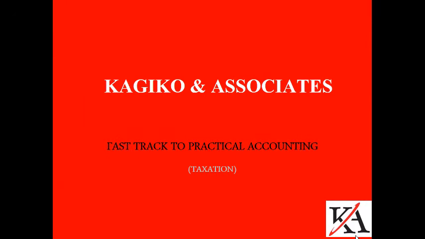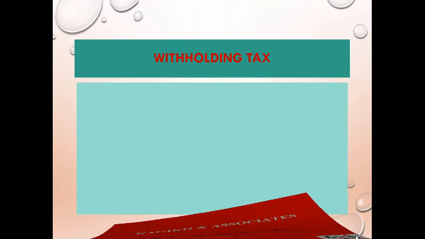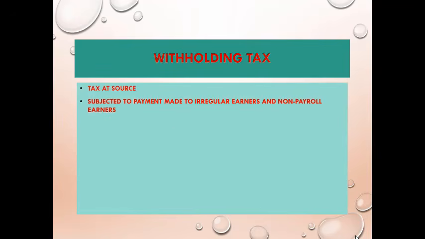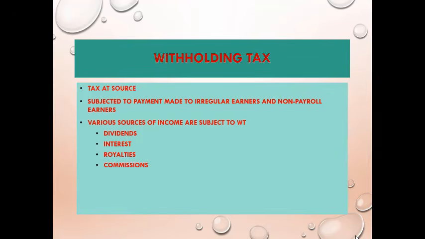In today's lesson, we will learn how to file withholding tax in iTax. Withholding tax is tax deducted at source and is subjected to irregular income earners. Various income streams are subjected to withholding tax. These include dividends, interest, royalties, commissions, management and professional fees, etc.